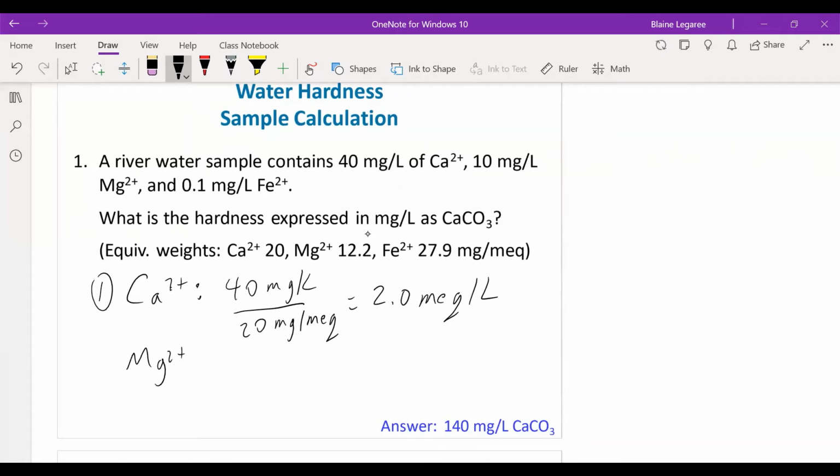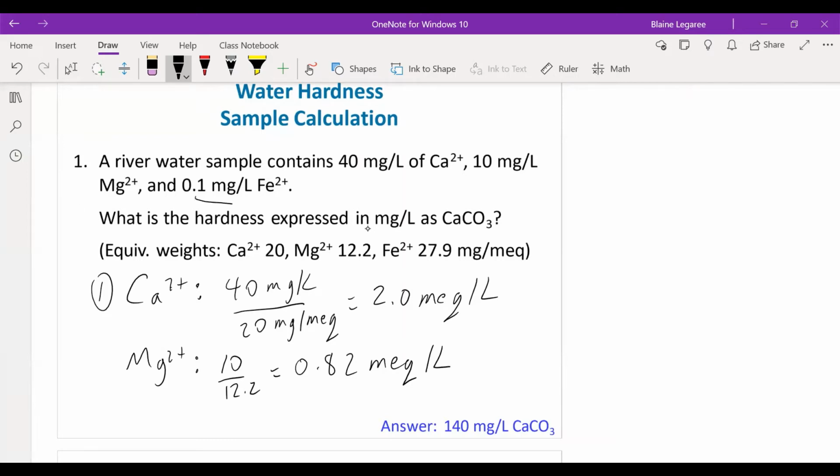Magnesium. So for magnesium, we have 10. I'm not going to write all the units this time around. 10 divided by 12.2. I feel like I've got a calculator here somewhere. 10 divided by 12.2 is 0.82 milliequivalent per liter.